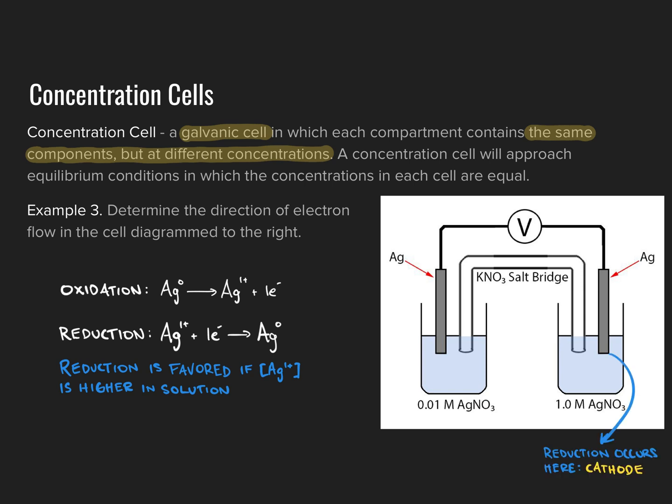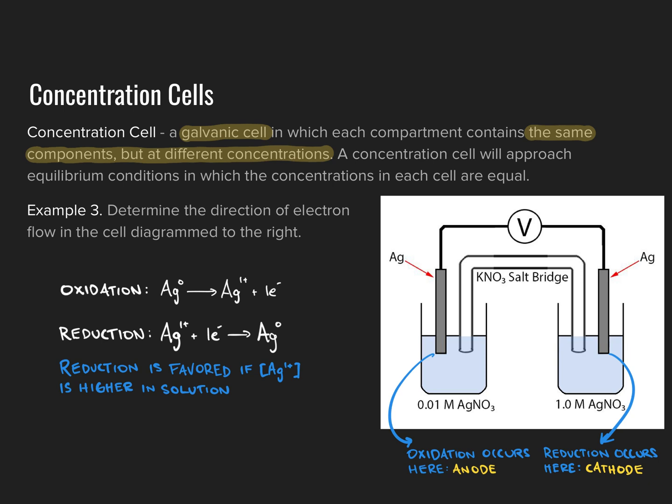So I'm going to label the half cell on the right as the cell in which we expect to see reduction occurring. That is, this is the cathode in our concentration cell. Conversely, that must mean that the oxidation would be happening within the other half cell, the left-hand side. So I'm going to label this one as my anode.